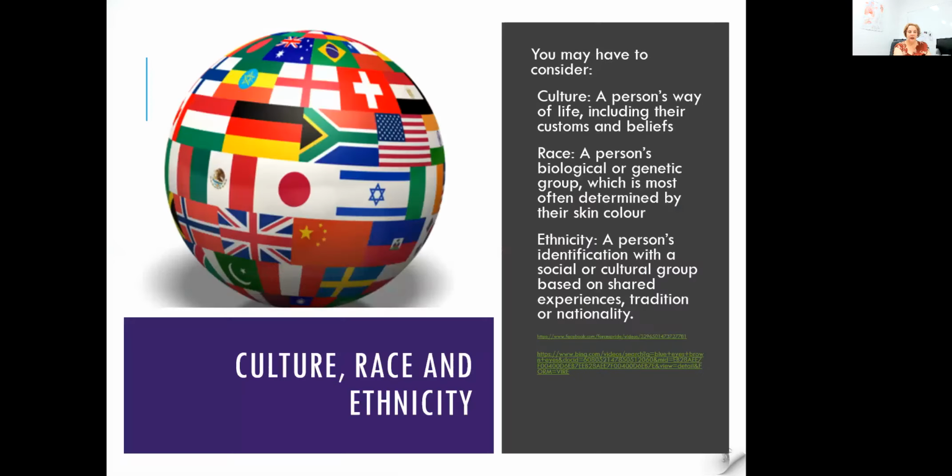So, and then in cultural race and ethnicity, we also consider the person's way of life, including their customs and beliefs, and race, a person's biological genetic group, which is most often determined by their skin color, and ethnicity is a person's identification with the social cultural group based on the shared experiences, traditions, or nationality.